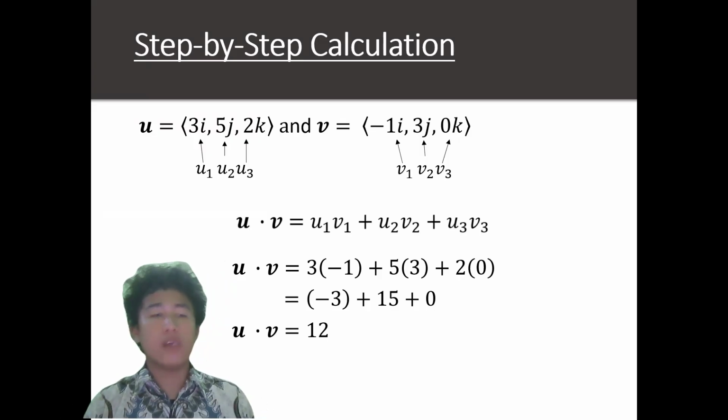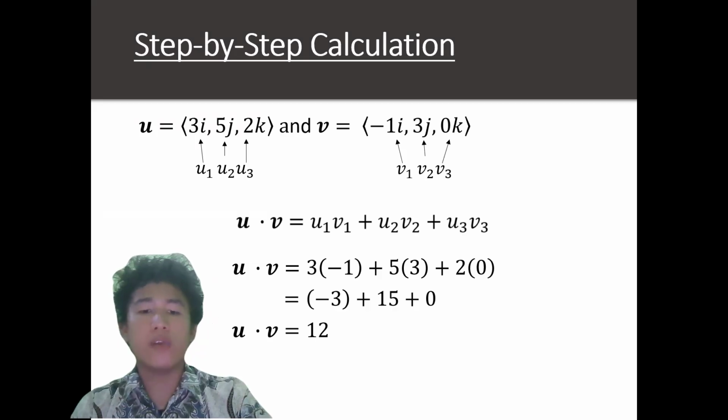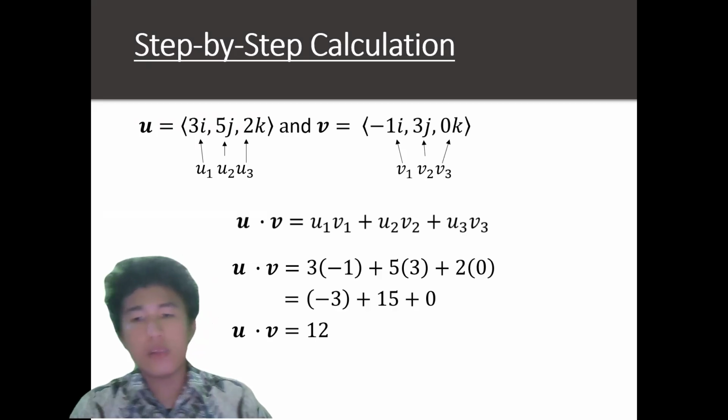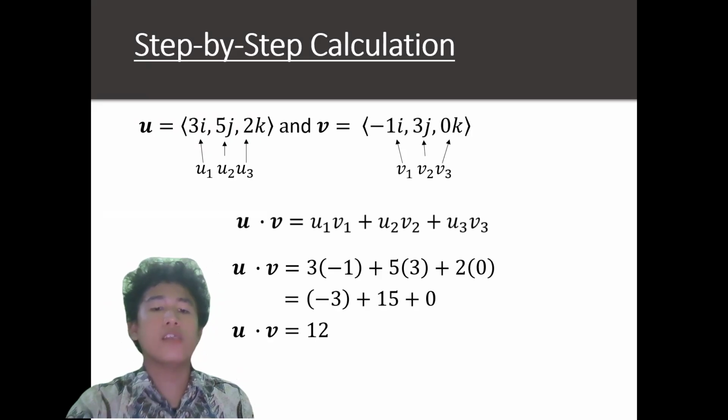A positive dot product tells us something interesting. It means that the angle between the two vectors is acute. In other words, u and v point generally in the same direction. If the result is 0, it means the vectors are perpendicular. And if the result is negative, it means the vectors point in opposite directions.